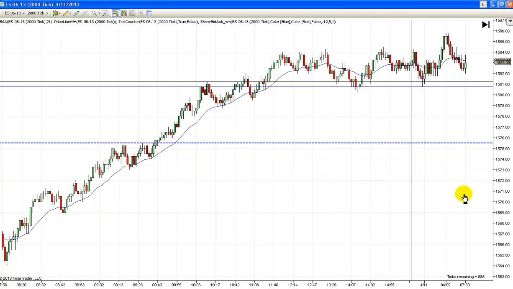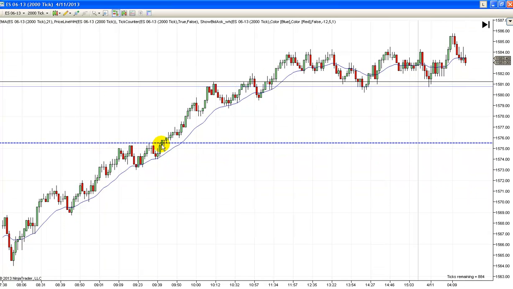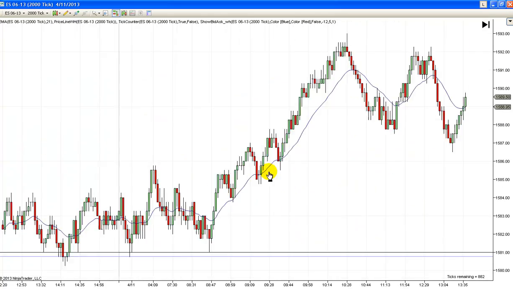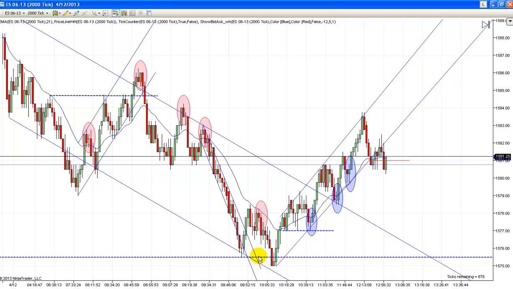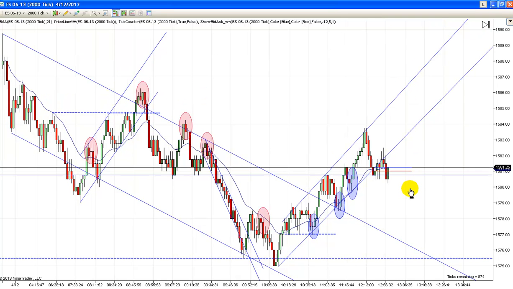Okay, I'm sorry I got interrupted there, but notice that we never came back and tested that breakout area, and then that's exactly where we bounced today. You can see that right there. And we're going higher, and it looks like we may have a trap. I'm still expecting this thing to go higher here.